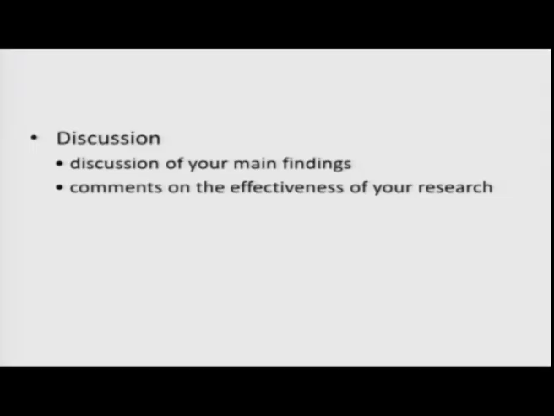That is what you do in discussion. Here you discuss your main findings, and then you comment on the effectiveness of your research. Also, you talk about any limitations your study had. Obviously, no study can be perfect. You may have missed out on something, or you did not expect one particular variable to play a very important role. Such limitations are also included under this section. Here you may also give indications for future research.